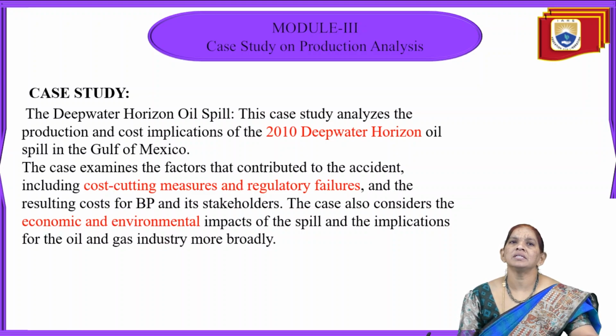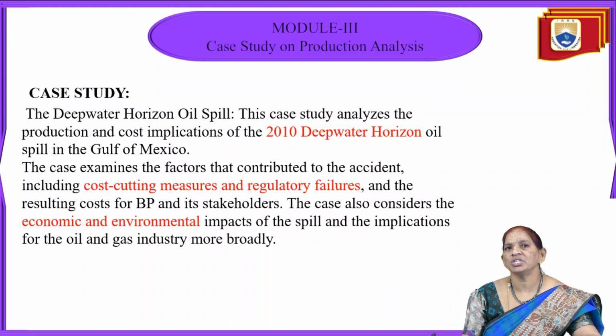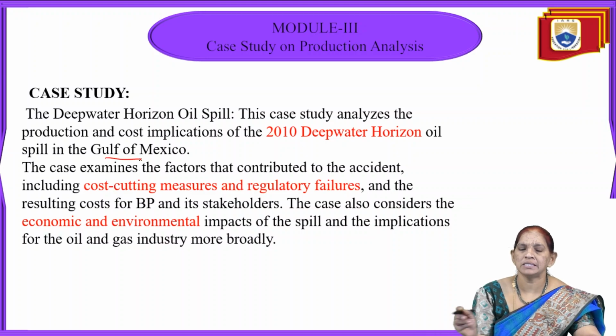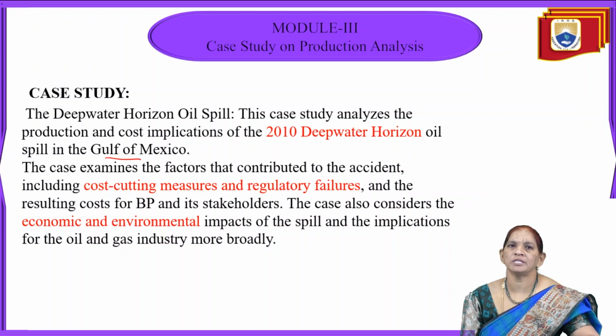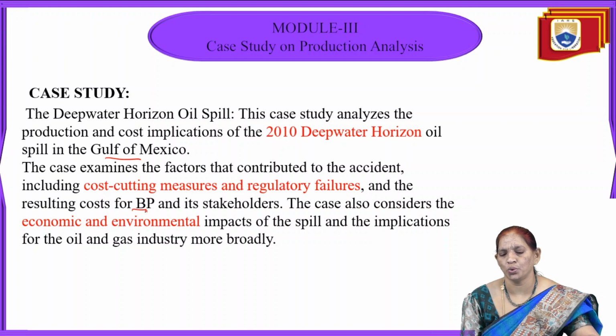The case study is about the Deepwater Horizon oil spill, which analyzes the production and cost implications of the 2010 Deepwater Horizon oil spill that took place in the Gulf of Mexico. This case examines the factors that contributed to the accident, including cost-cutting measures and regulatory failures, and the resulting cost for BP, that is British Petroleum, and its shareholders.